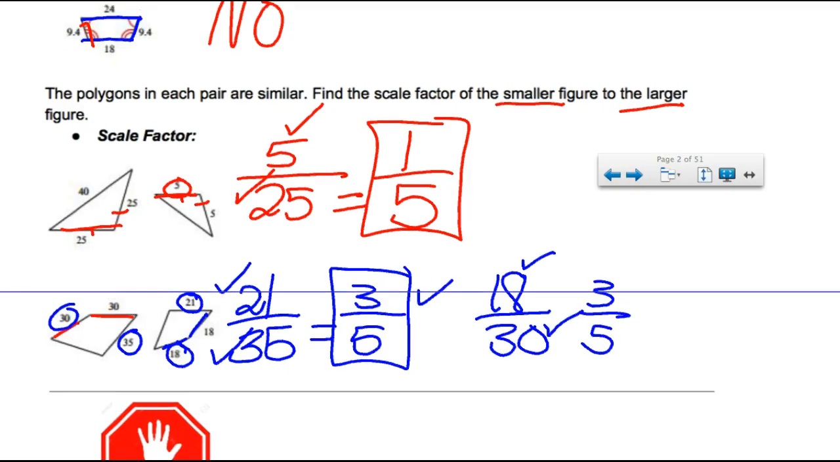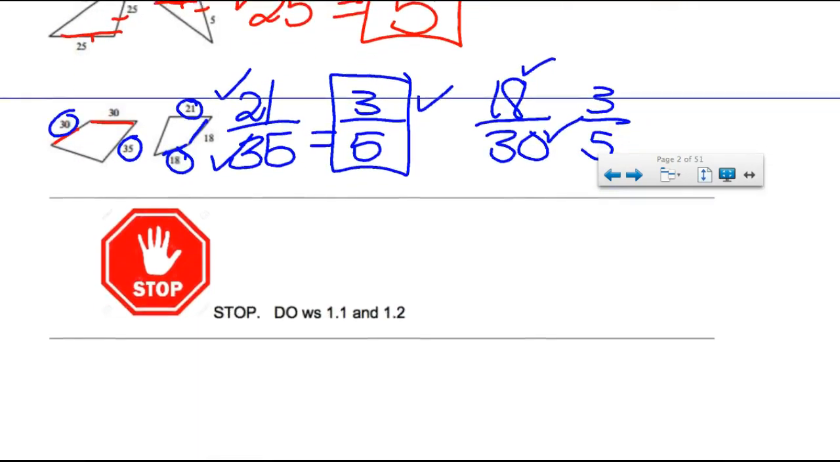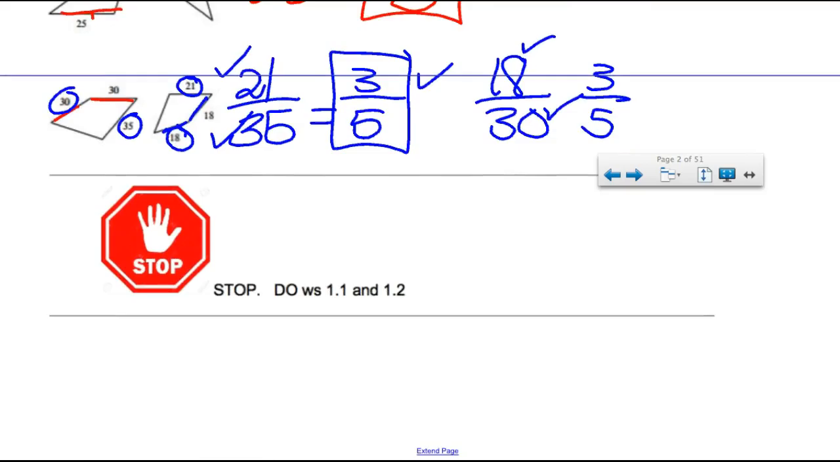So that's the end of video 1. Your task is to complete worksheet 1.1 and worksheet 1.2, and then show me the notes, show me the worksheet, and you'll cruise right along.